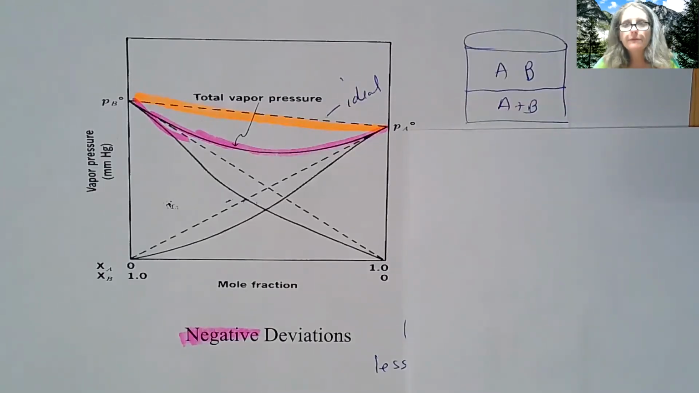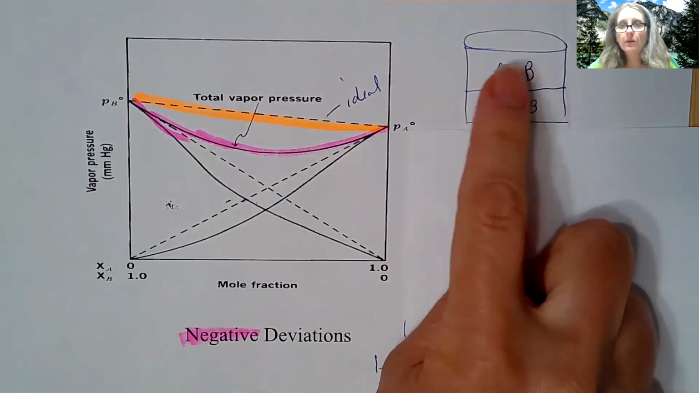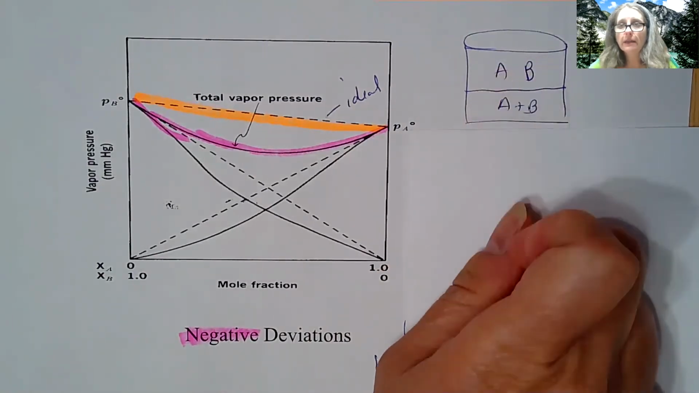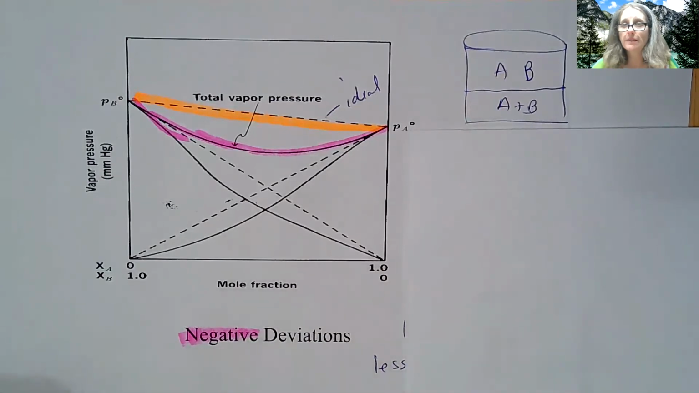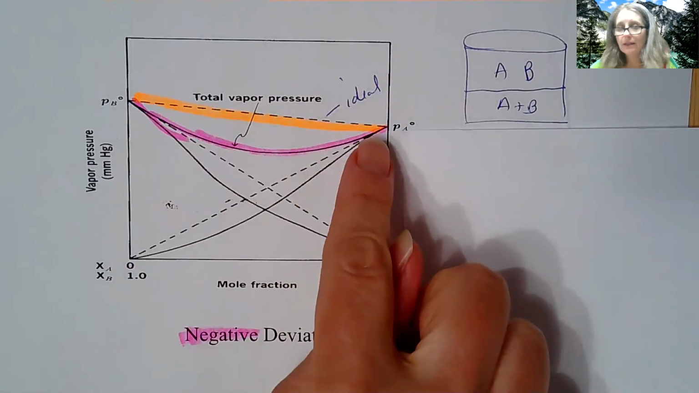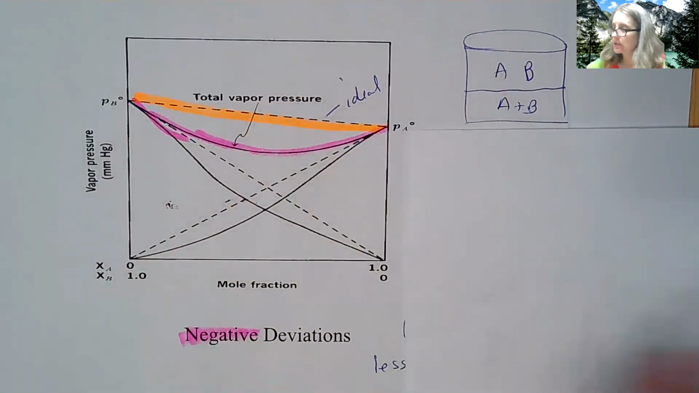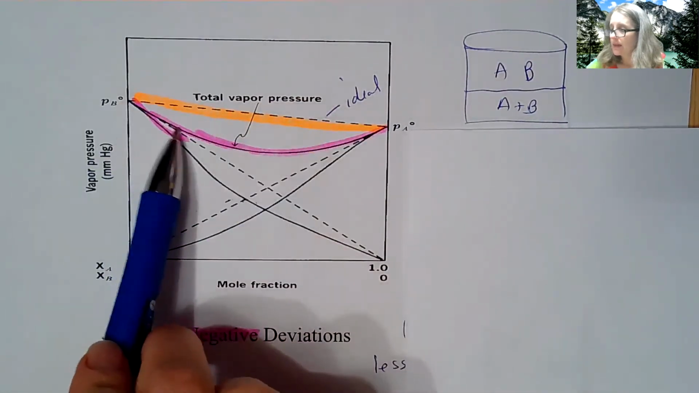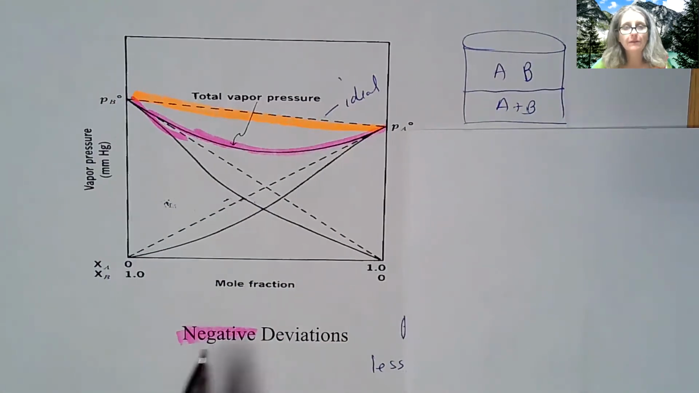So then we have what we call negative deviation with a non-ideal solution. So again, I have A plus B in the beaker, and I have A and B above the liquid. So I do have vapor. But realize I have less A and B in this case. So what I have highlighted in orange there is the ideal situation, okay? And then in pink is what I call the negative. So it's going to go lower than predicted.